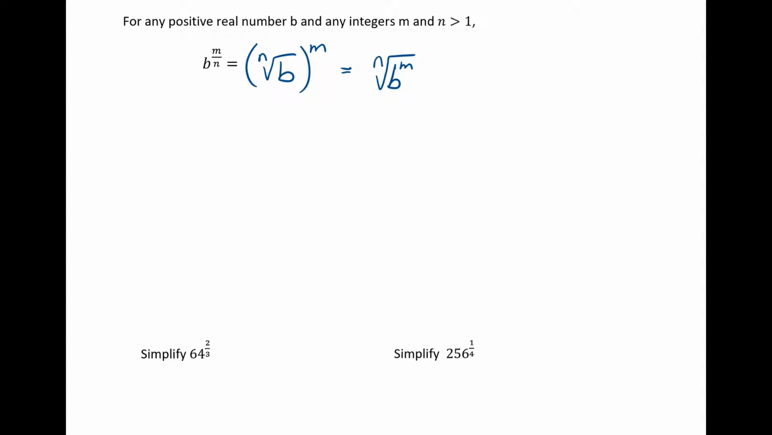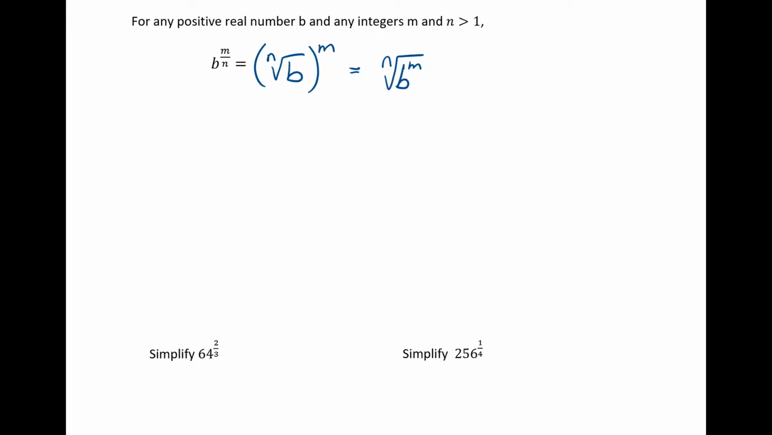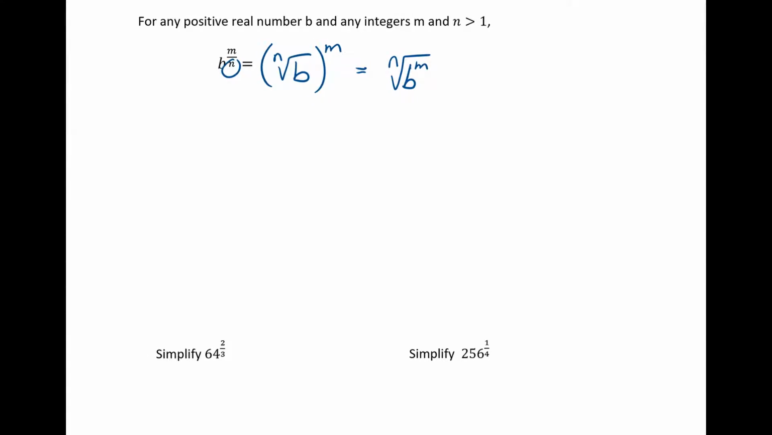So b to the m divided by n means I take the nth root of b and raise it to the m power. So the number in my denominator goes outside as the root there. The number in the numerator goes to the power. And it depends on context which way you want to do it: if you want to take the nth root and then take it to the power, or take your number to a power and then take the root of it.